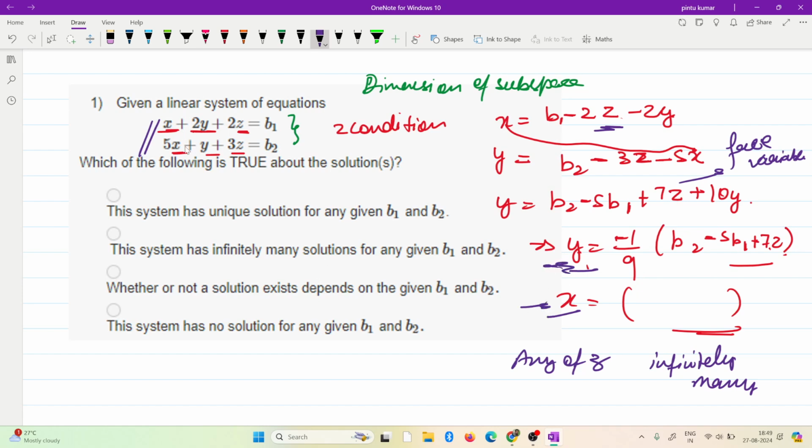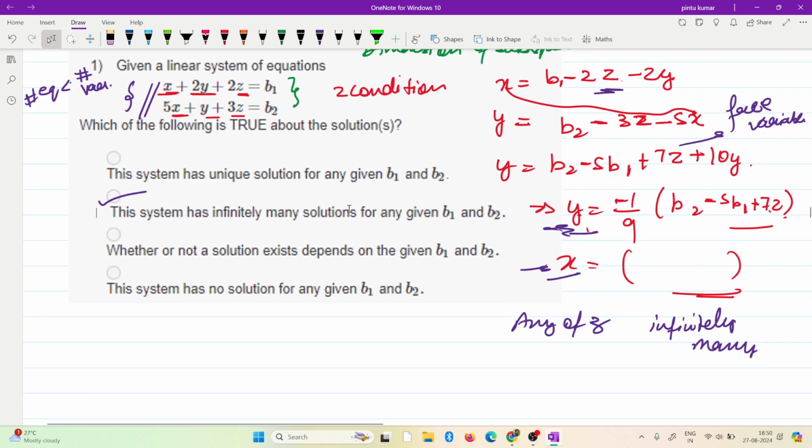Okay. So when the number of equations is less than the number of variables, then you have infinitely many solutions. So I think this is the correct answer: if your system has this kind of setup, then you will have an infinite number of solutions for any given value of v1 and v2.